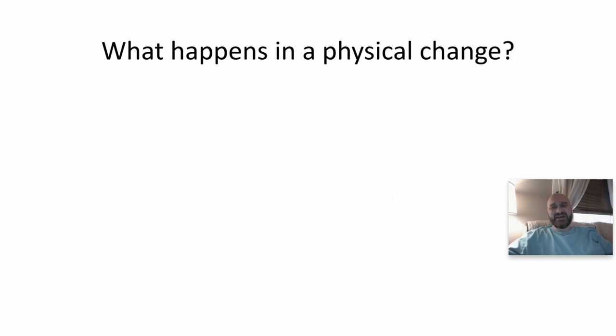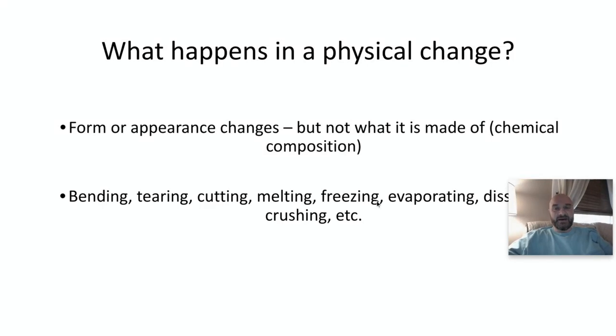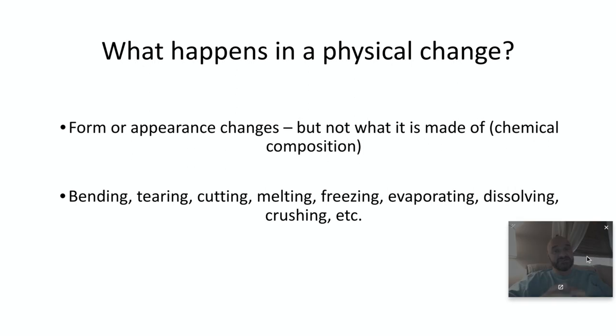So, what actually does happen in a physical change? Well, it's form or appearance, what it looks like, but not what it is made out of. Its chemical composition is not what changes. So, anytime something bends, tears, gets cut, melts, freezes, evaporates, dissolves, crushes, or anything else like that, you're not creating a new substance. You're changing what it looks like, but not what it is made out of.